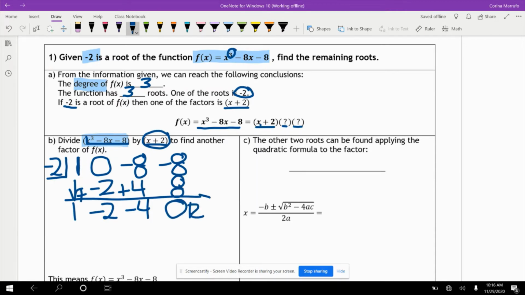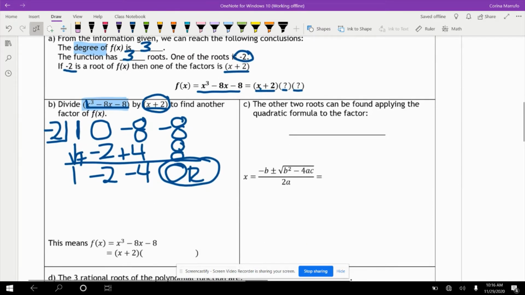So on all these problems, you will always have 0 as your remainder. If you do not get a 0 as your remainder, then you might have done something wrong. I would go back and check. Okay, so your first step is to do synthetic division. Once we got our synthetic division down, we're going to go ahead and write this equation.